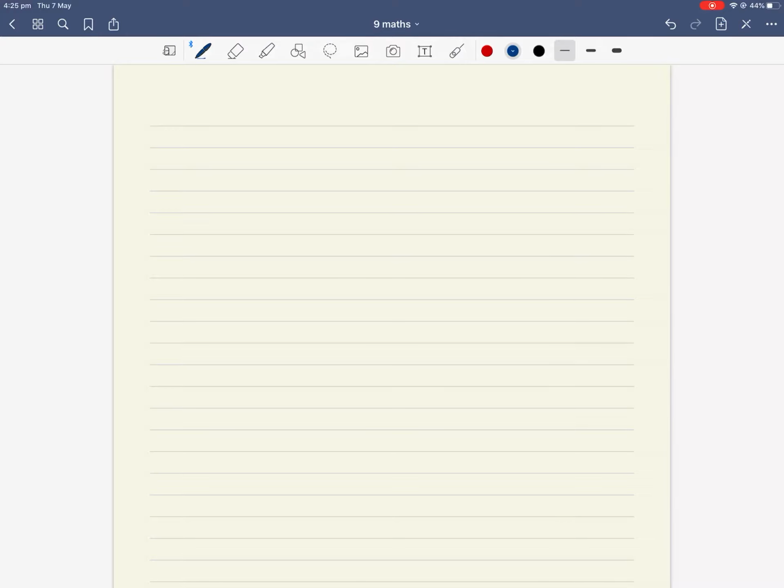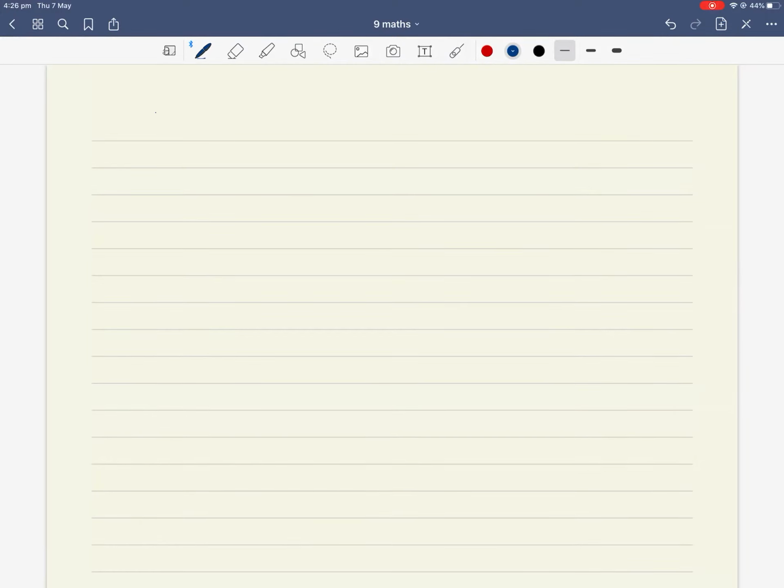Today we're going to continue on with our simplifying algebraic fractions. So it's part 2 out of 4 of simplifying algebraic fractions. Last lesson we focused on multiplying and dividing fractions. Today we're going to look at adding and subtracting fractions.